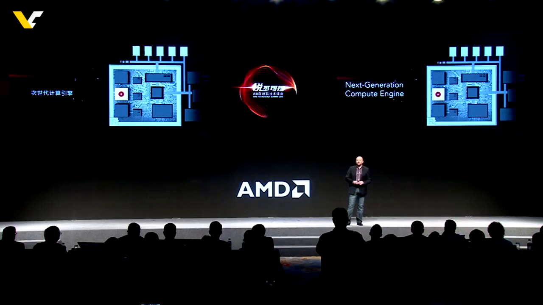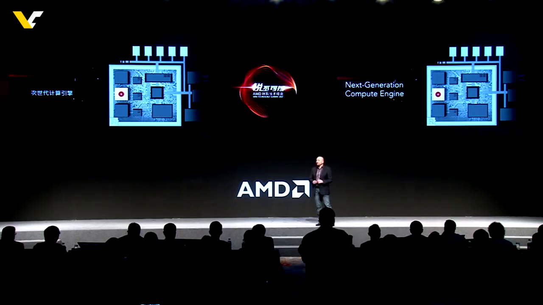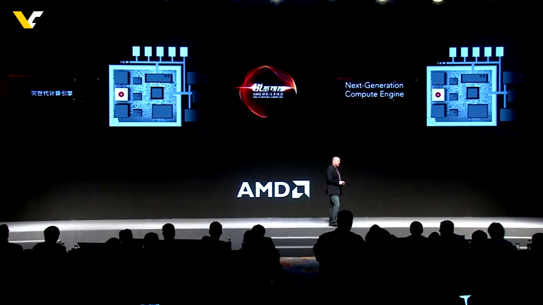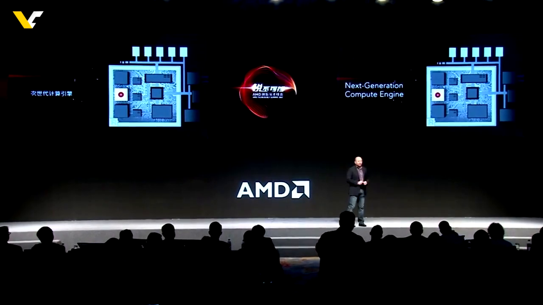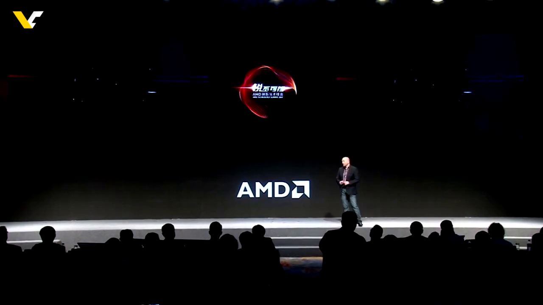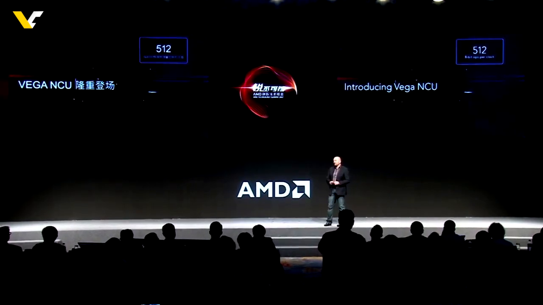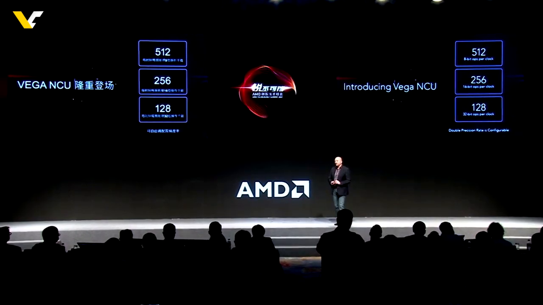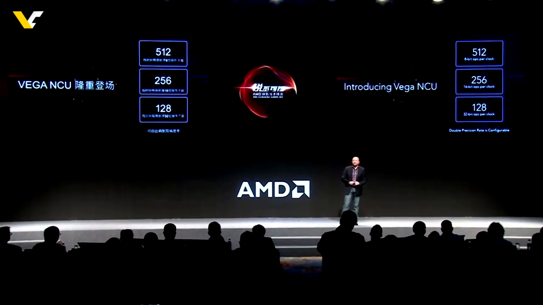Okay, now we also want to announce the next generation compute engine. In order to handle the increasing complexity of compute workloads, let's call them the professional workloads, we built Vega's next gen compute engine to tackle the variety of data problems in the machine and artificial intelligence space. That's what we're introducing, calling the Vega NCU. The Vega NCU drives 512 8-bit ops per clock, or 256 16-bit ops per clock, or 128 32-bit ops per clock.